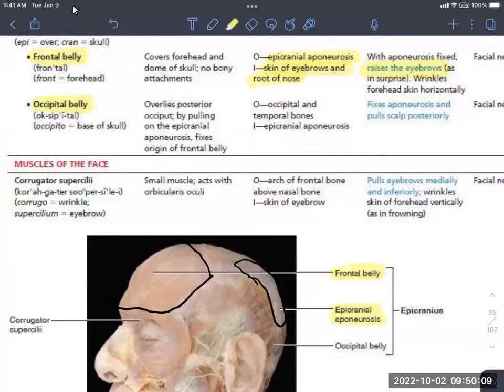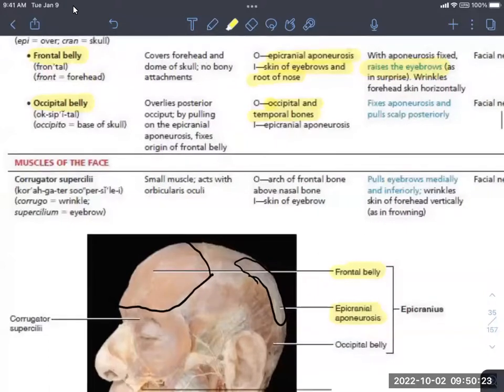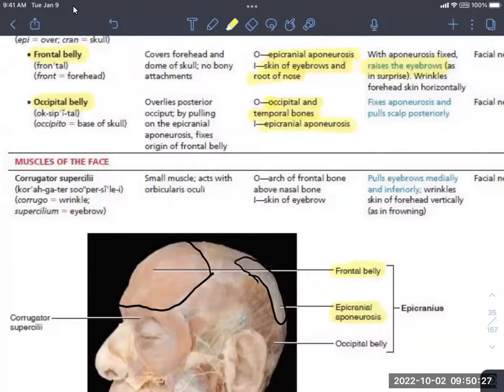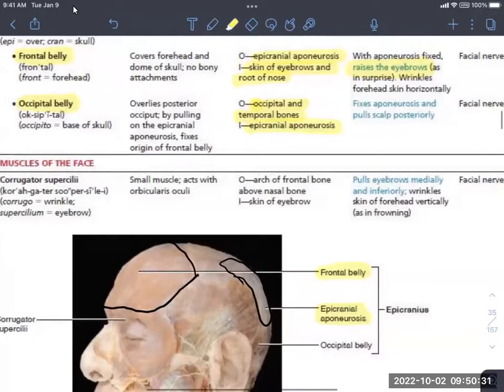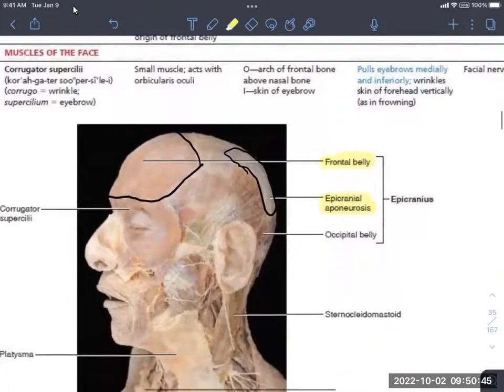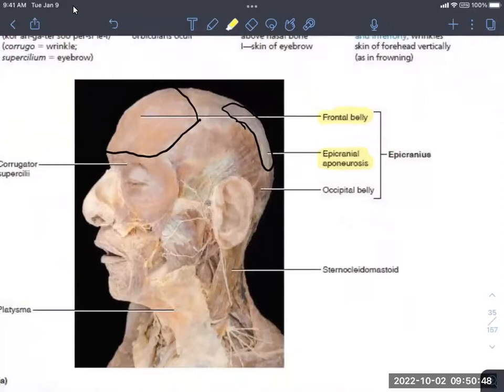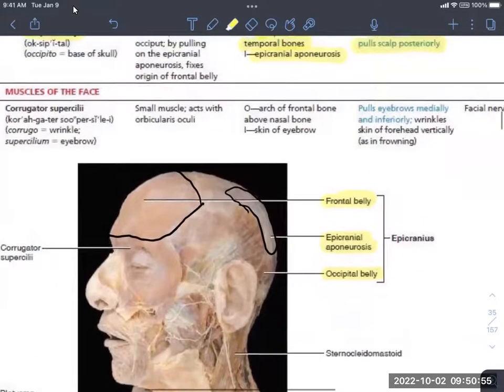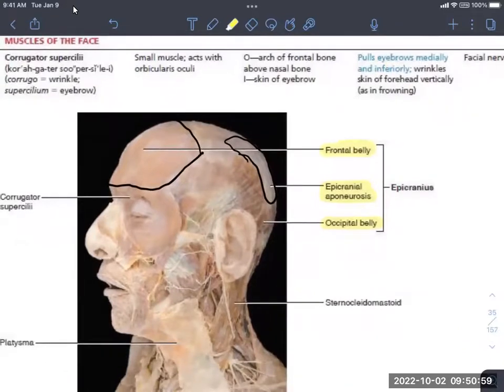So that occipital belly of the epicranius, the origin is the occipital and temporal bones. That's all you need to know it as. And it inserts in that epicranial aponeurosis. So if you remember, that insertion moves, it is going to pull the scalp posteriorly. I am going just based off of your chart and highlighting what you need to know. So if we look at this cadaver picture down here, you can see that occipital belly of that epicranius. That is what pulls your scalp posteriorly.